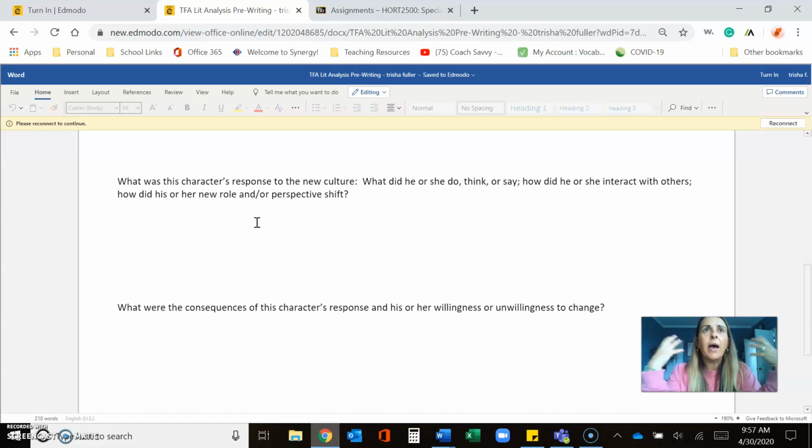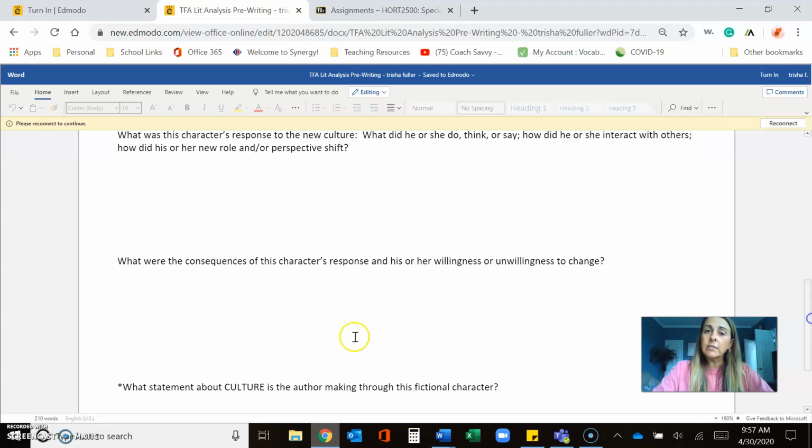Okay, so think about how this character changed or failed to change, changes in his life and his beliefs and his feelings once the Christian missionaries arrived. Okay? And then the third question is, what is the consequence of this character's response? Because there's always going to be consequences, and sometimes they're good and sometimes they're bad.